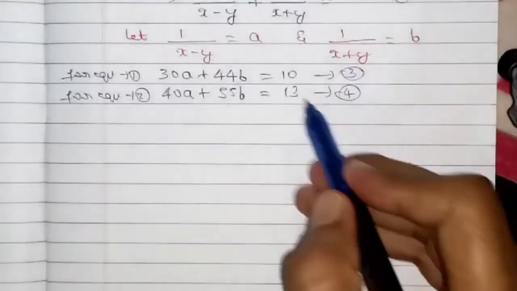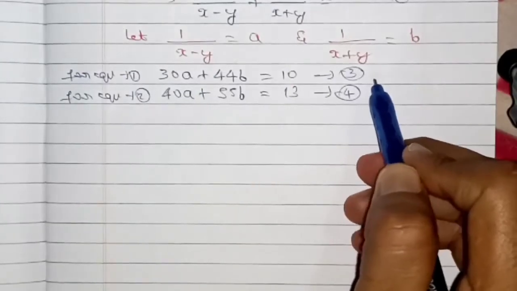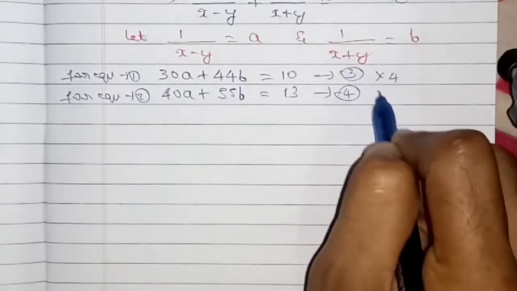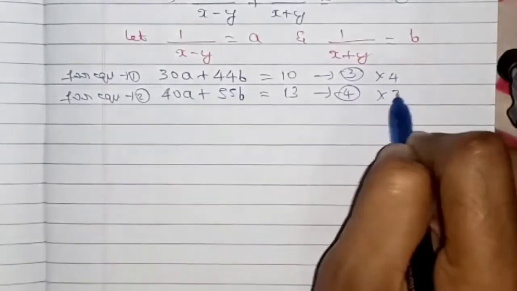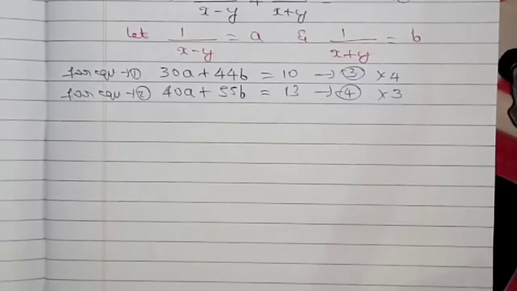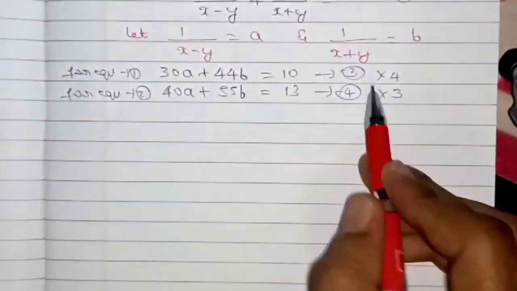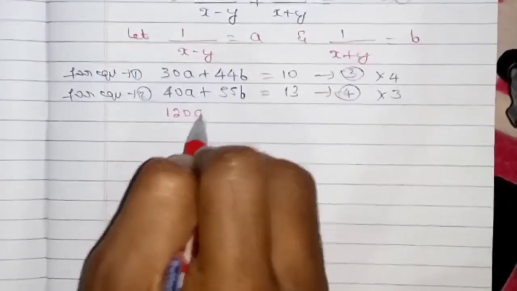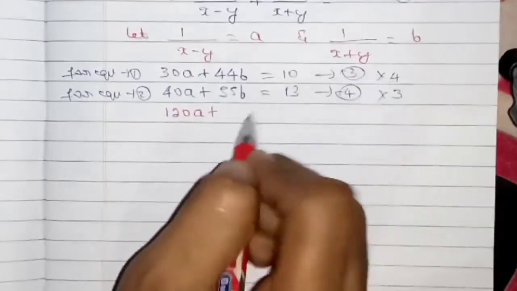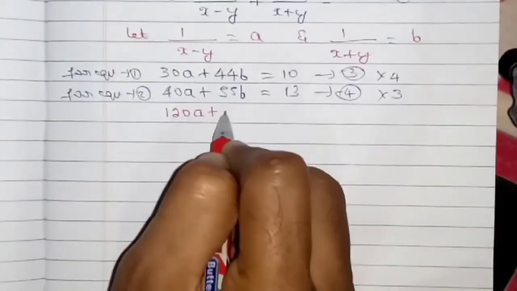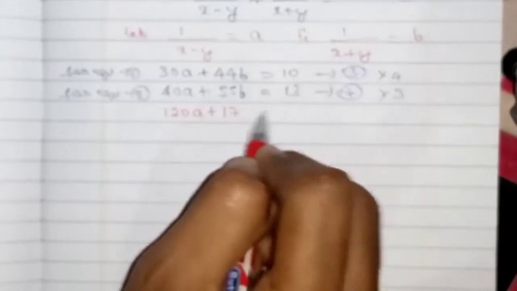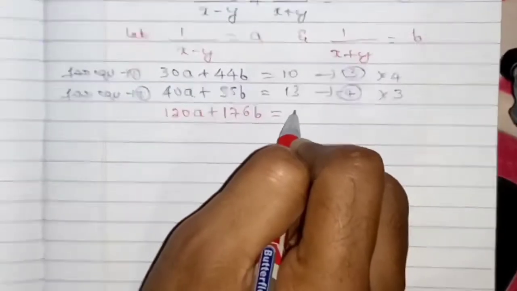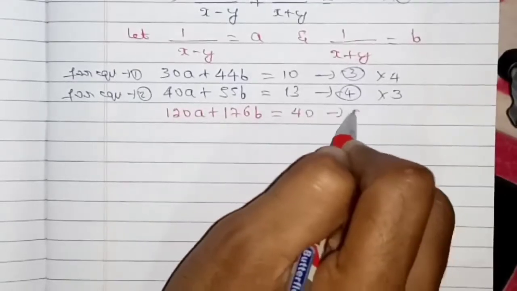Okay, now multiply the third equation by 4 and multiply the fourth equation by 3. Okay, so the equation will become 4 times 30 is 120. I'll write here 120a plus 44b into 4, so nothing but 176b. If you multiply 44 into 4, it's 176b is equal to 10 4s are 40. Call it equation number 5.